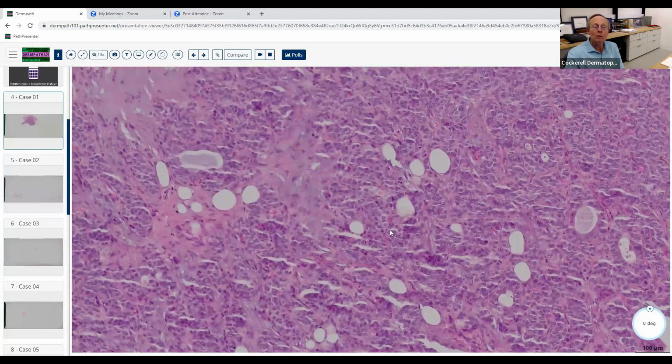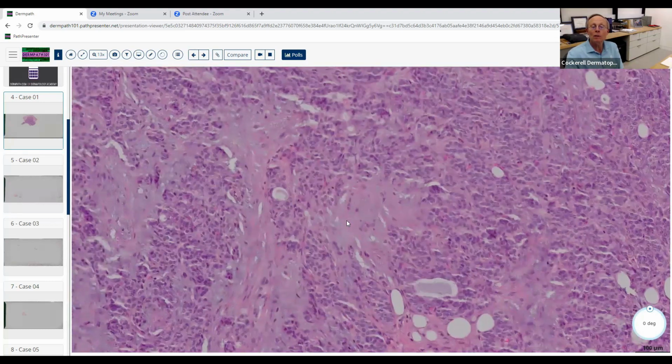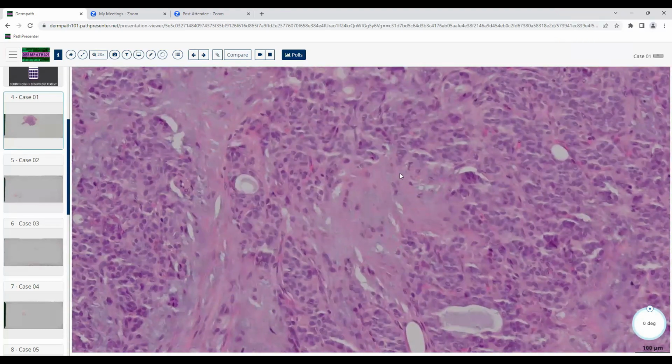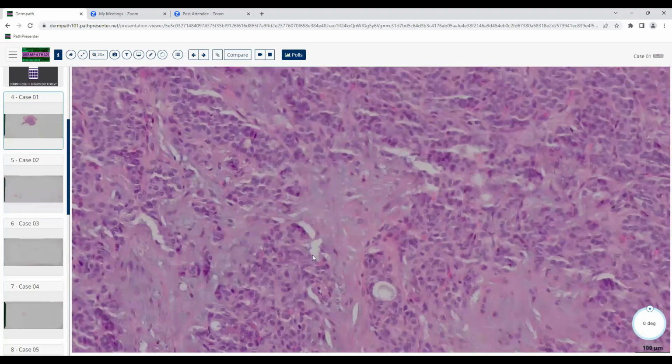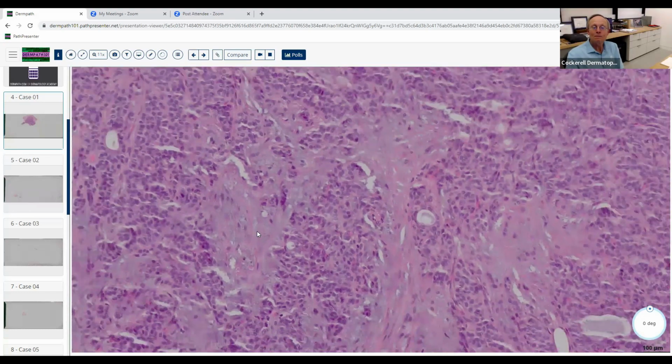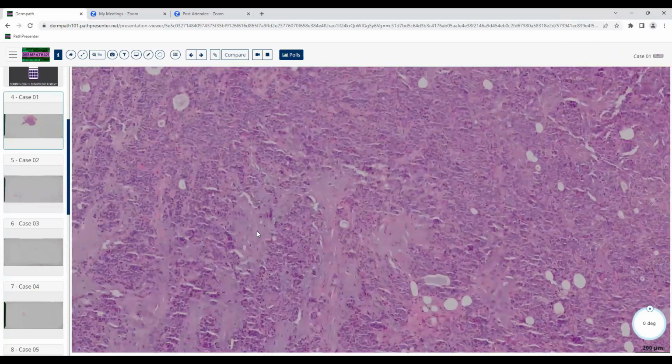Now you said there were also some structures that were not epithelial. Is this what you were talking about? Yes. What's going on here? It looks like chondroid-like stroma. Good. So what's the diagnosis? A chondroid syringoma. Okay.